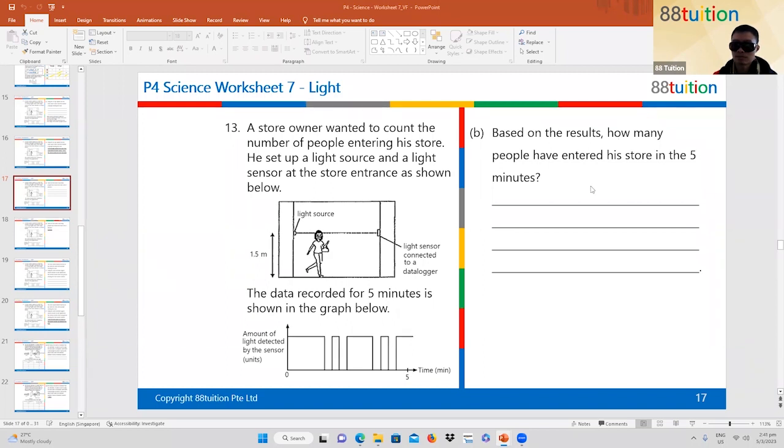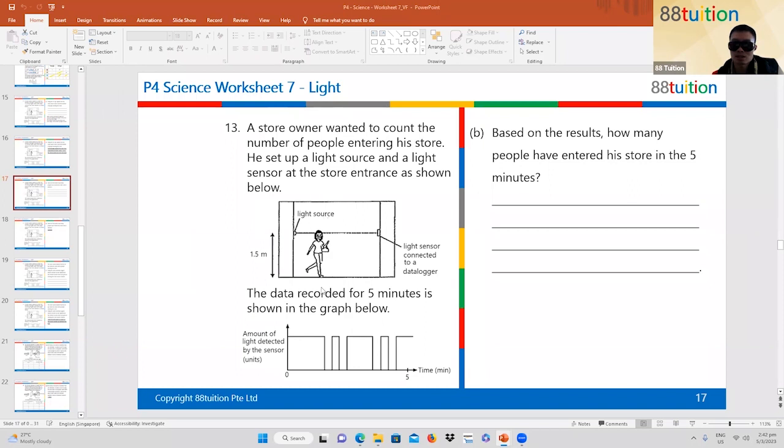Okay, Valerie says 3. But how about Ariano? And what's the reason? Valerie says 3. How about Ariano? What's your answer, Ariano? How many people walk past? Okay, you see, a store owner, 4. Very good. A store owner wanted to count the number of people entering his store.